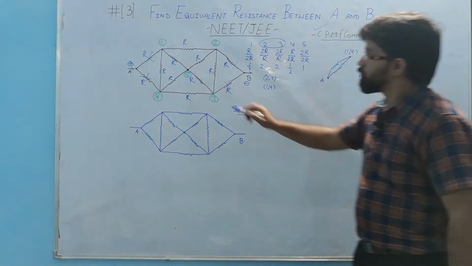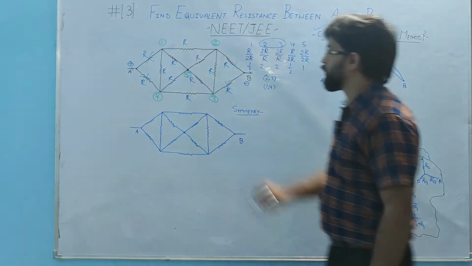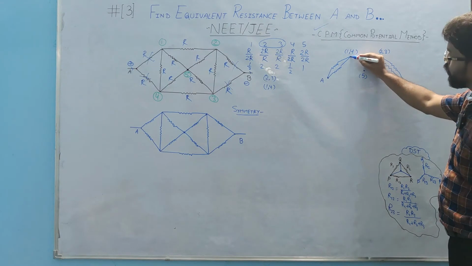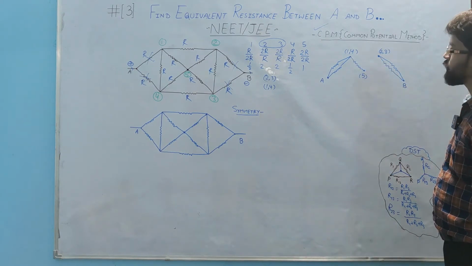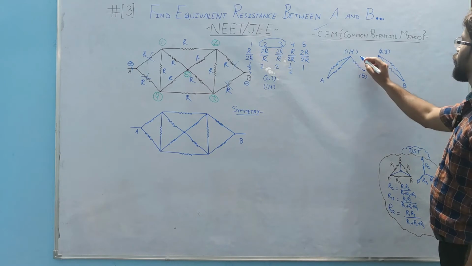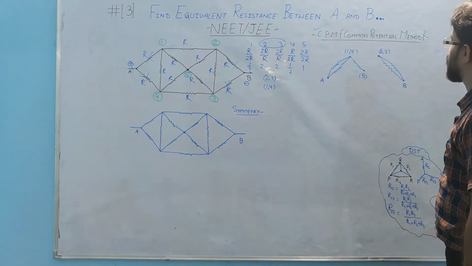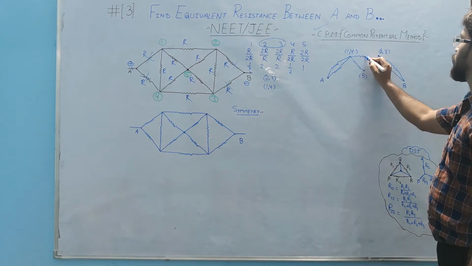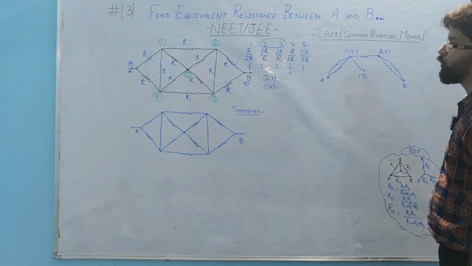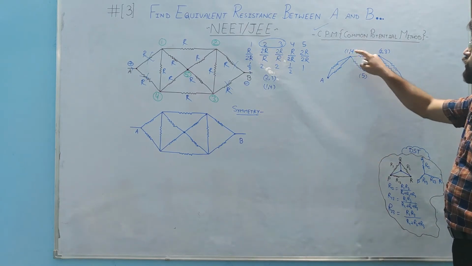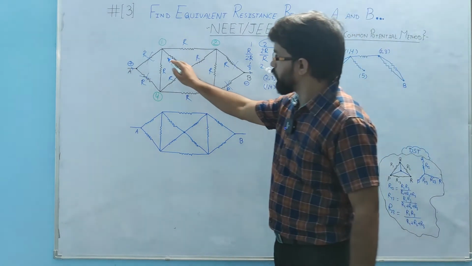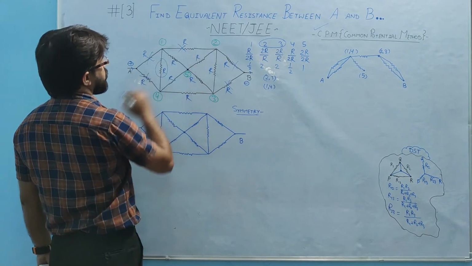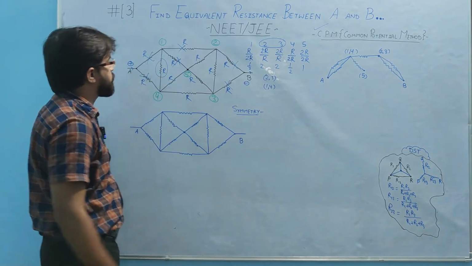Now 1 to 2, 1 to 4, 1 to 5 also. 1 to 5 we connect. 1 to 4 we cannot connect, and 1 to 2, yes, we can connect. This is point 1, this is point 2. Why can we not connect 1 to 4? Because both are the same point, so this branch would be negligible. We have connected 1 to 2, used, and 1 to 5, used.